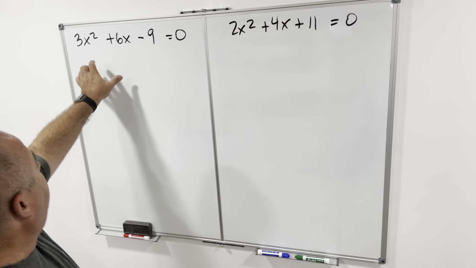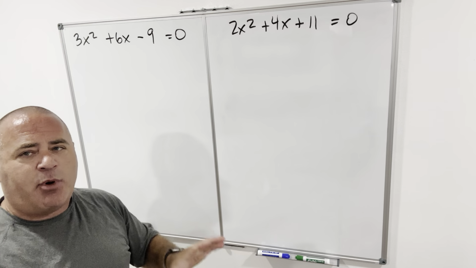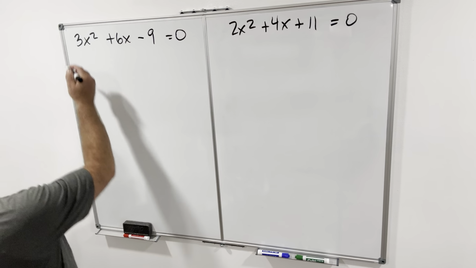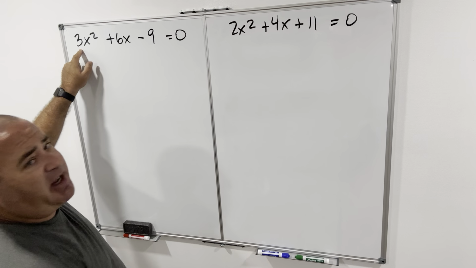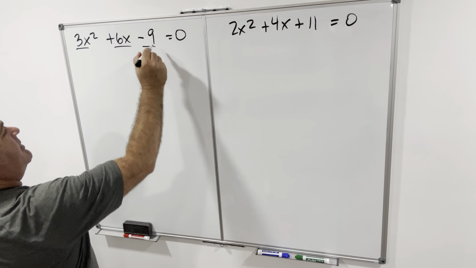So in this case, I chose an easy equation. This one's actually easily factorable, but we're going to use it as an illustration for how you would complete the square with the leading coefficient. And the first thing that we're going to do is get rid of our leading coefficient by dividing every term by 3.